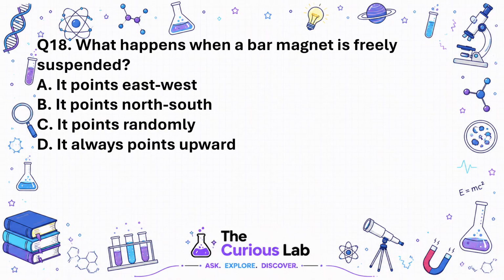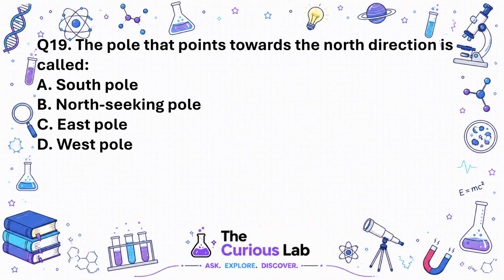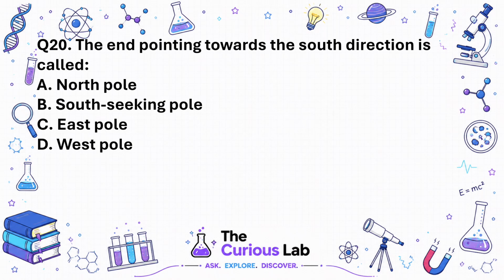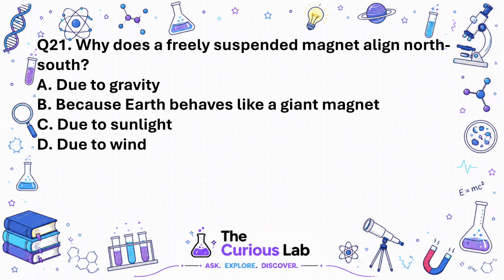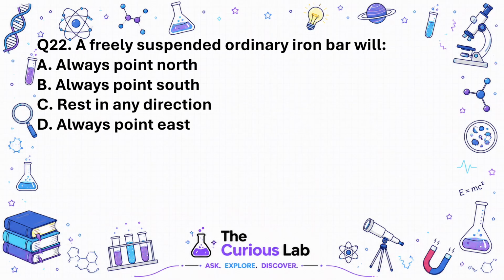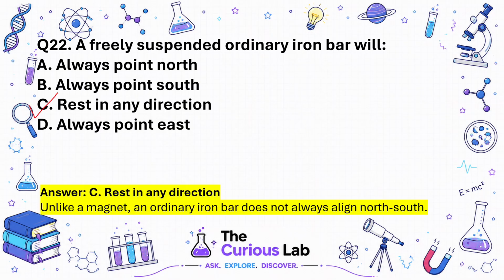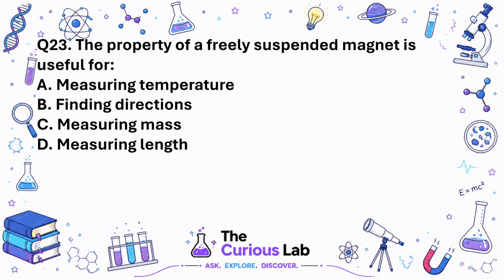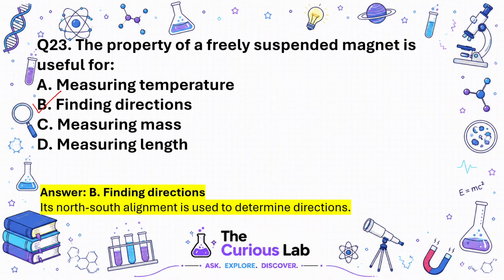What happens when a bar magnet is freely suspended? It points north-south. The pole that points towards the north direction is called north seeking pole. The end pointing towards the south direction is called south seeking pole. Why does a freely suspended magnet align north-south? Because Earth also behaves like a giant magnet. A freely suspended ordinary iron bar will rest in any direction. Since it is not a magnet, it will not align itself in north-south direction. The property of a freely suspended magnet is useful for finding directions. We can find out north-south alignment.